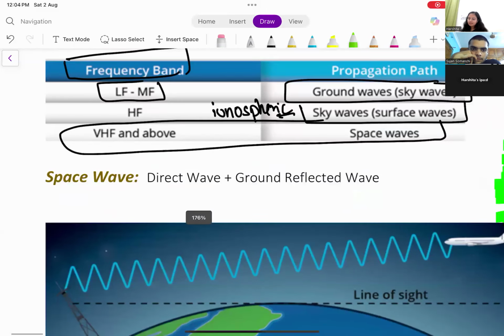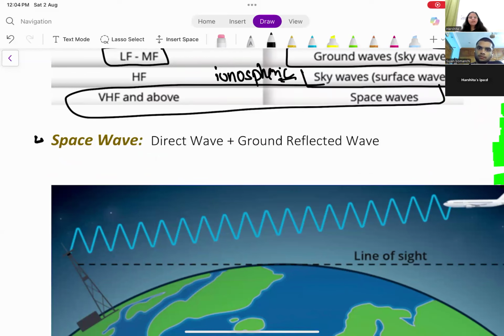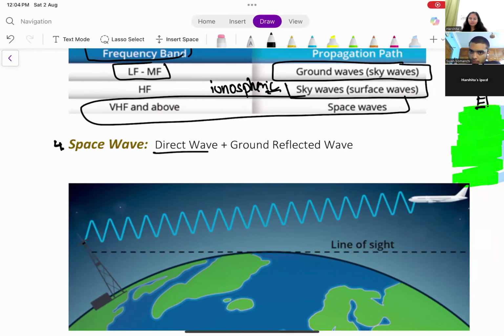Now, the next part is the space wave. Space wave is nothing but the combination of direct waves and ground reflected waves. Together they are called space waves. Space waves use the VHF frequencies. So both of these bands are part of non-ionospheric propagation, and this one is part of ionospheric propagation. Just now we have seen that.